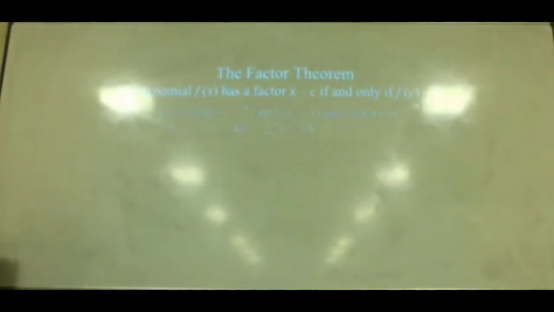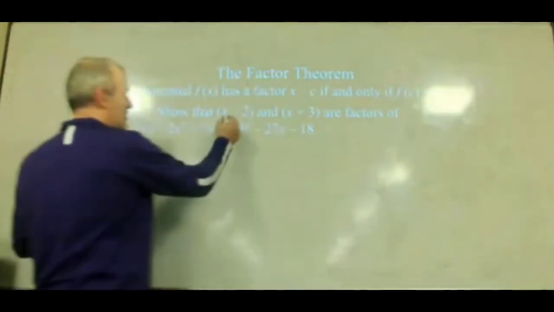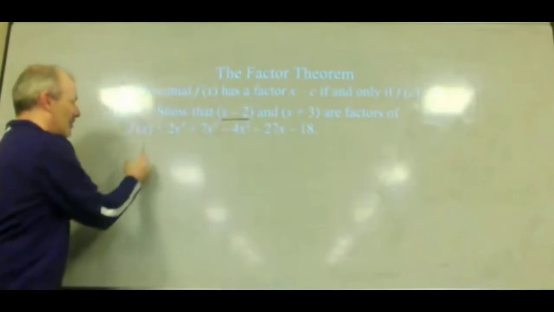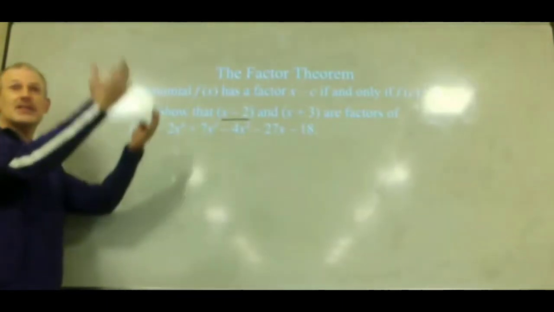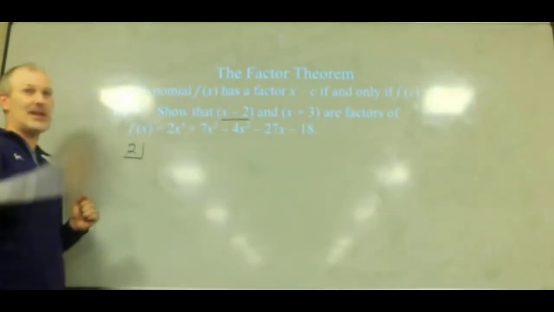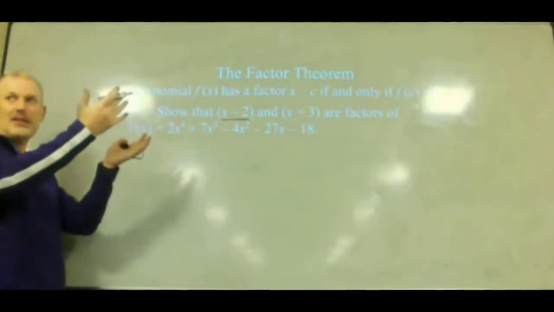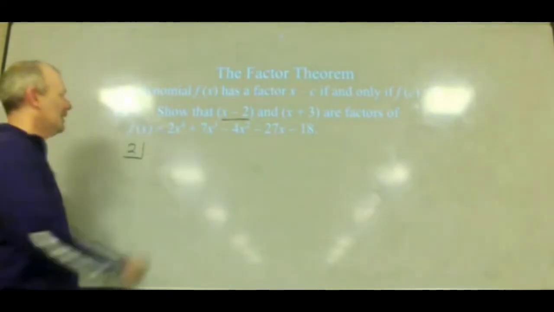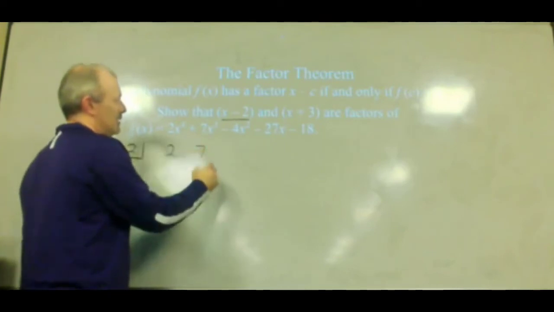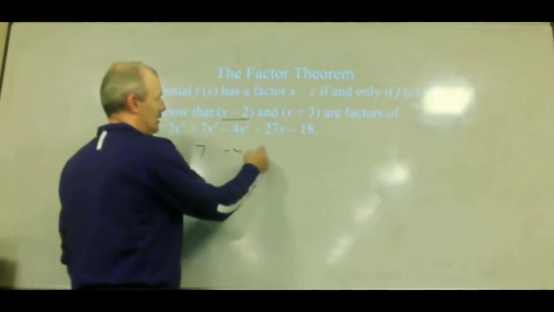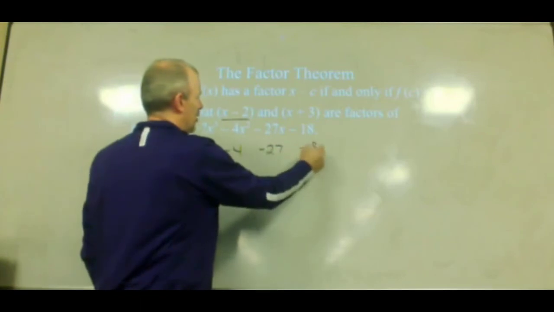Okay? So here's what we're going to do. We're going to show that x minus 2 and x plus 3 are factors of this polynomial. So for the first one, what do we write in the corner? Positive 2, because you're seeing the factor x minus 2. So you have to switch the sign, right? They didn't just say x is. They said, here's the factor, x minus 2. Okay? And then we've got coefficients 2, 7, negative 4, negative 27, negative 18. No missing ones that time.